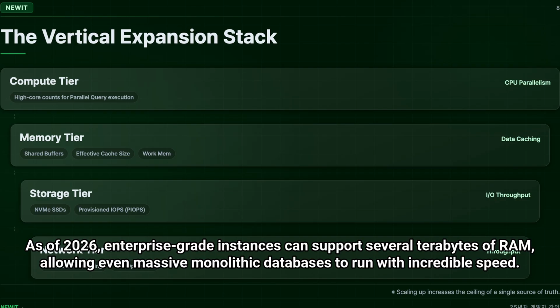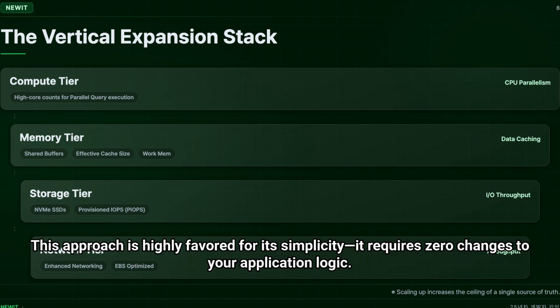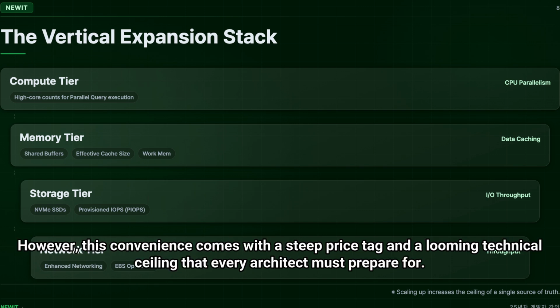As of 2026, enterprise-grade instances can support several terabytes of RAM, allowing even massive monolithic databases to run with incredible speed. This approach is highly favored for its simplicity. It requires zero changes to your application logic. However, this convenience comes with a steep price tag and a looming technical ceiling that every architect must prepare for.